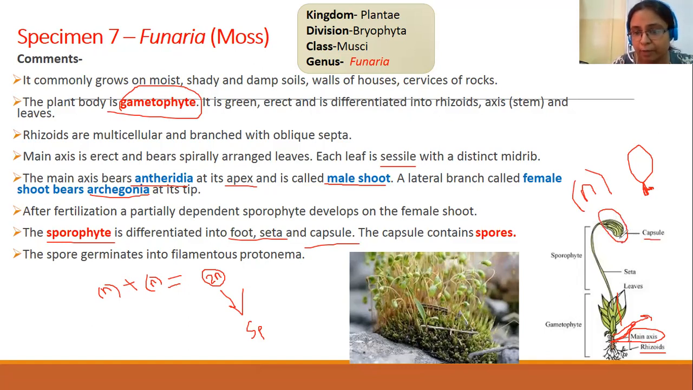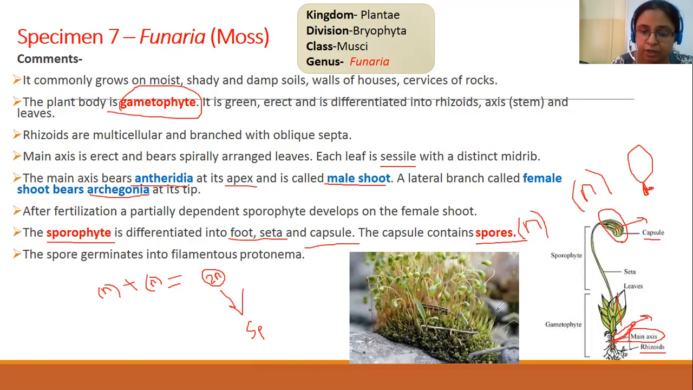So inside this capsule, a large number of spores are filled in. How are these spores produced? Some cells found in the sporophyte undergo meiosis, which then produces the haploid spores. Now these spores will again germinate to produce the filamentous protonema, that is the main plant body, which is again haploid. So this is how the whole life cycle of this Funaria moss is completed.